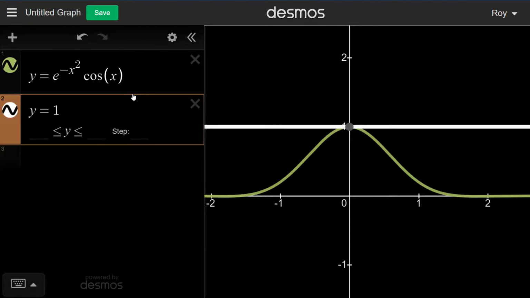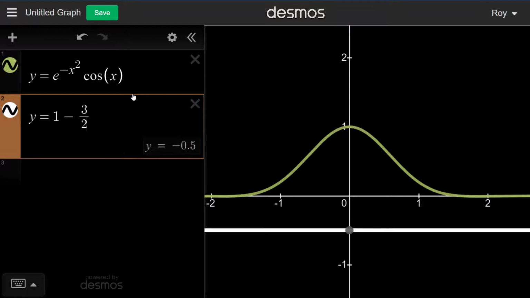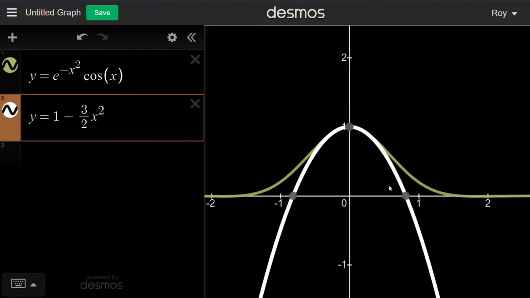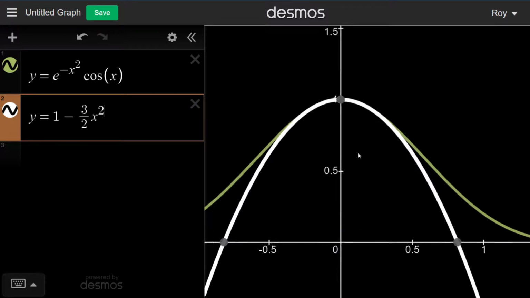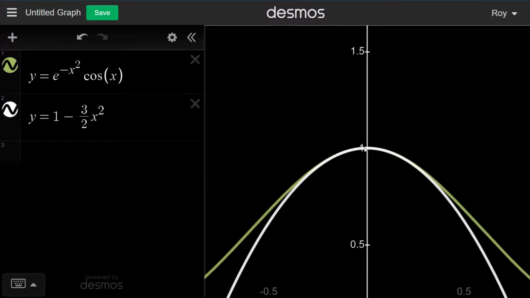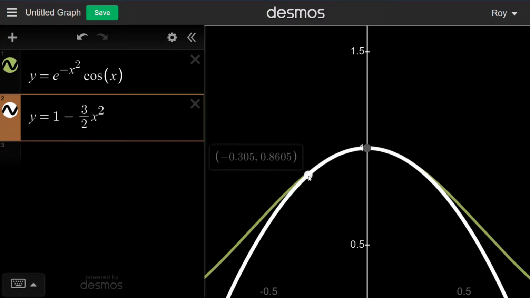So far, I only wrote the first term, y equals 1. Now we're going to write the second term. And you can see right now, already with only 2 terms to the expansion, we have a really good approximation of this function centered around 0. It's really good until you get to maybe negative 0.3 and positive 0.3 roughly. Very good approximation in that region.